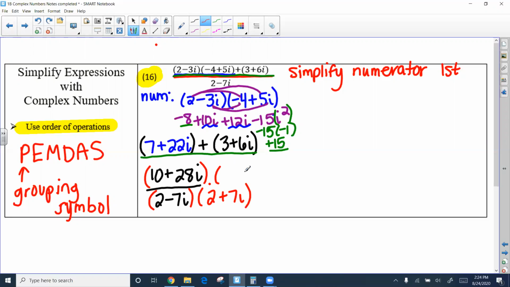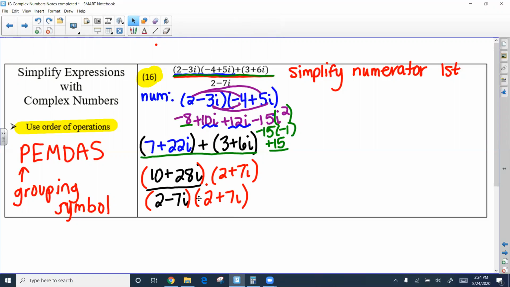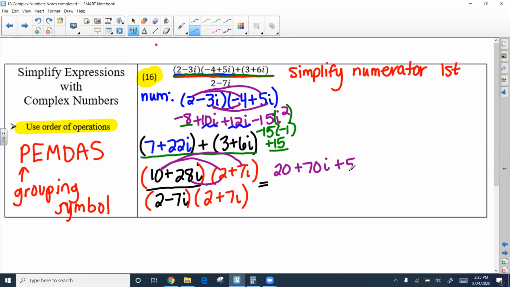Okay, so now I'm doing the dividing part, or the multiplying by the conjugate part. Okay, so we're multiplying both the top and the bottom by 2 plus 7i. So here in the numerator now, I'm multiplying the 10 plus 28i times 2 plus 7i. And I'm going to go ahead and just distribute. So I'm working in the numerator right now. That's going to give me 20 plus 70i. Then I'm going to distribute the 28i. That's going to be plus 56i.